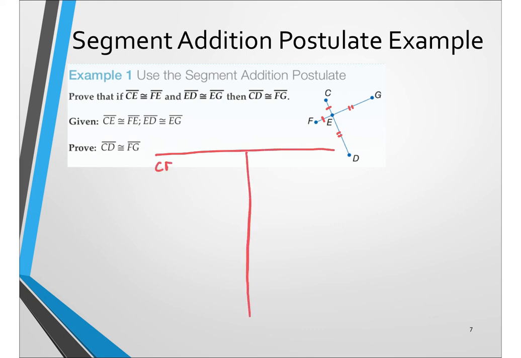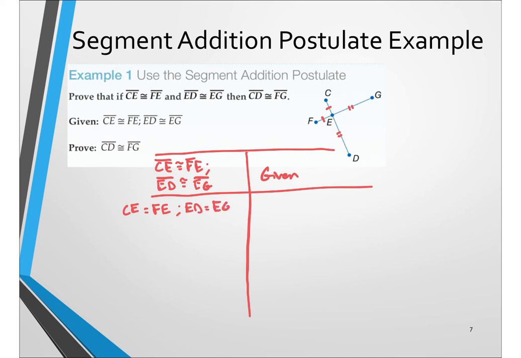So I have that CE is congruent to FE. And then I have that ED is congruent to EG. And this is my given. Next, because I know the segment addition postulate's coming up, I'm going to transfer all of those congruency symbols into equal signs. So I've got CE is equal to FE, and then I've got ED is equal to EG by the definition of congruency.